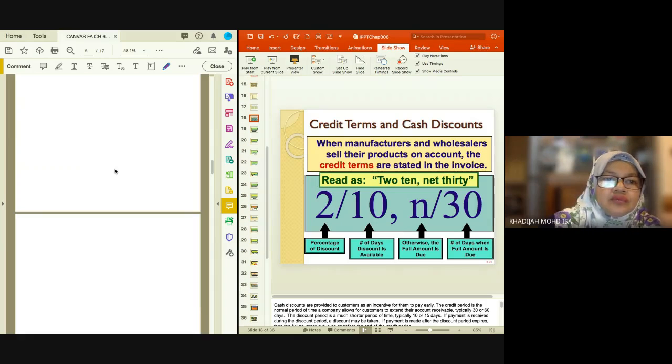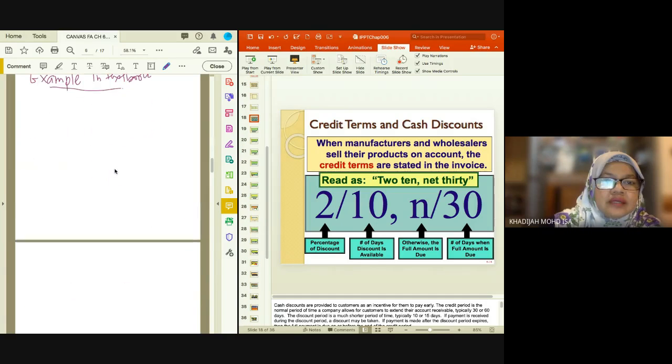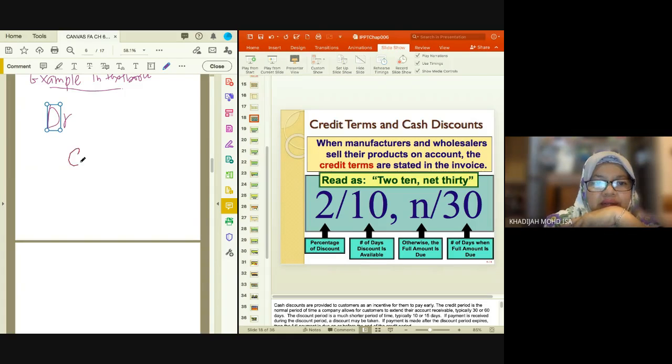Okay, if you have to record that, with discounts, how much you pay, you debit and then you credit. You credit your accounts payable.